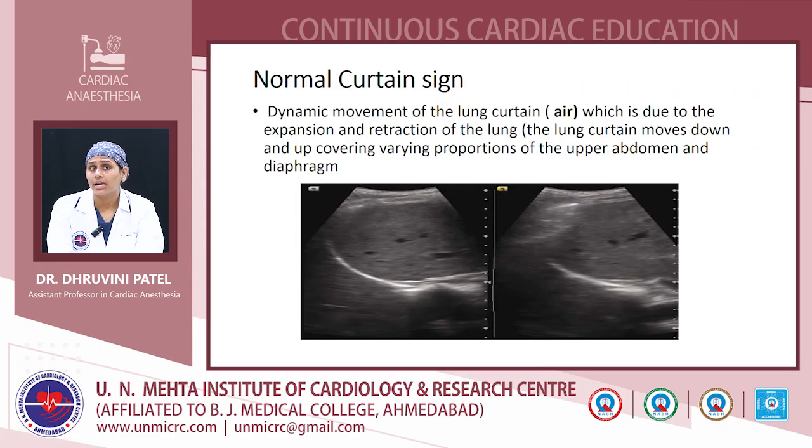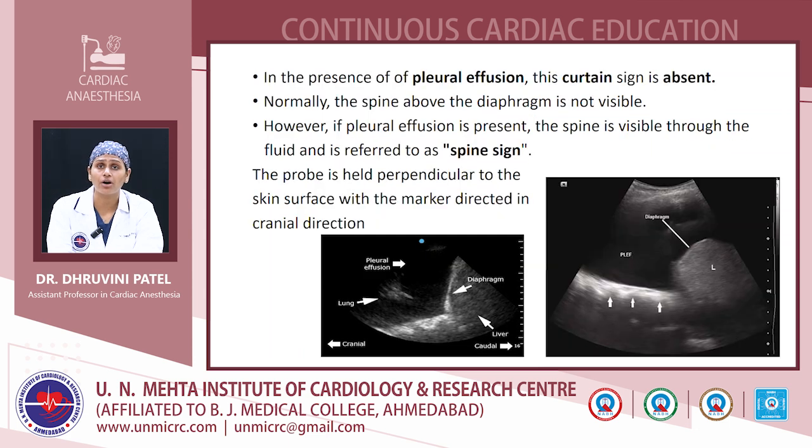Normal curtain sign is the dynamic movement of the lung air, which is due to the expansion and retraction of the lung. The lung curtain moves down and up, covering various portions of the upper abdomen and diaphragm. In the presence of pleural effusion, the curtain sign is absent. Normally the spine above the diaphragm is not visible, but if pleural effusion is present, the spine is visible through the fluid, which is referred to as the spine sign.